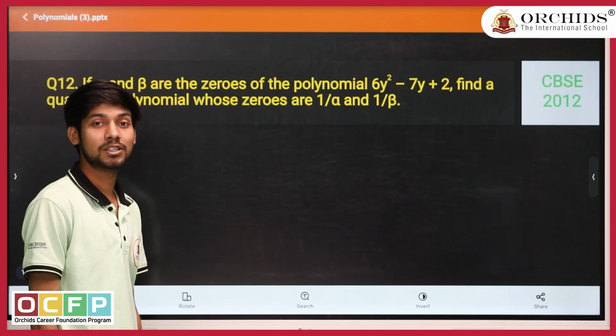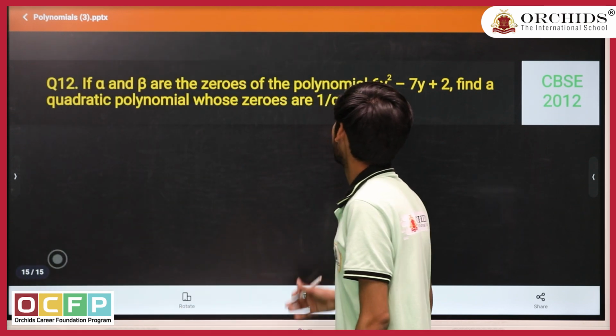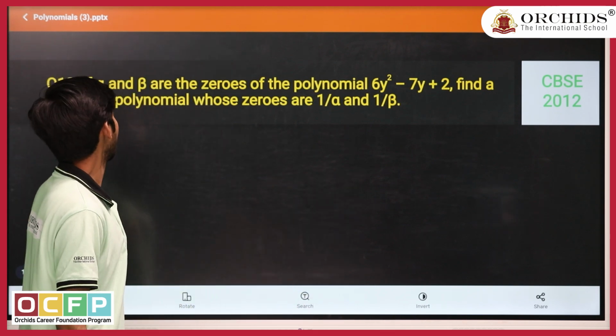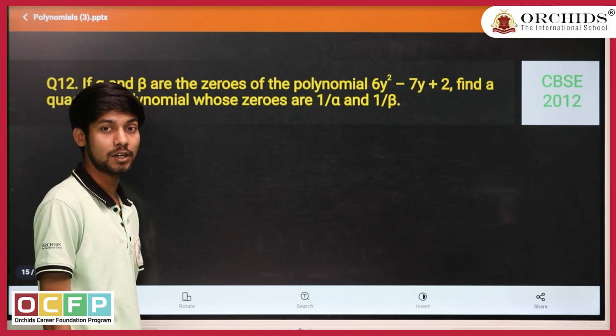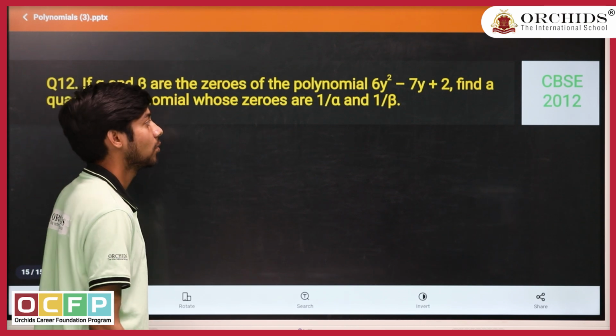And this will be the last question for this session. What is that? If alpha and beta are the zeros of the polynomial 6y square minus 7y plus 2, then find a quadratic polynomial whose zeros are 1 by alpha and 1 by beta. This is a very important question, so make sure you practice this kind of questions a little bit more.